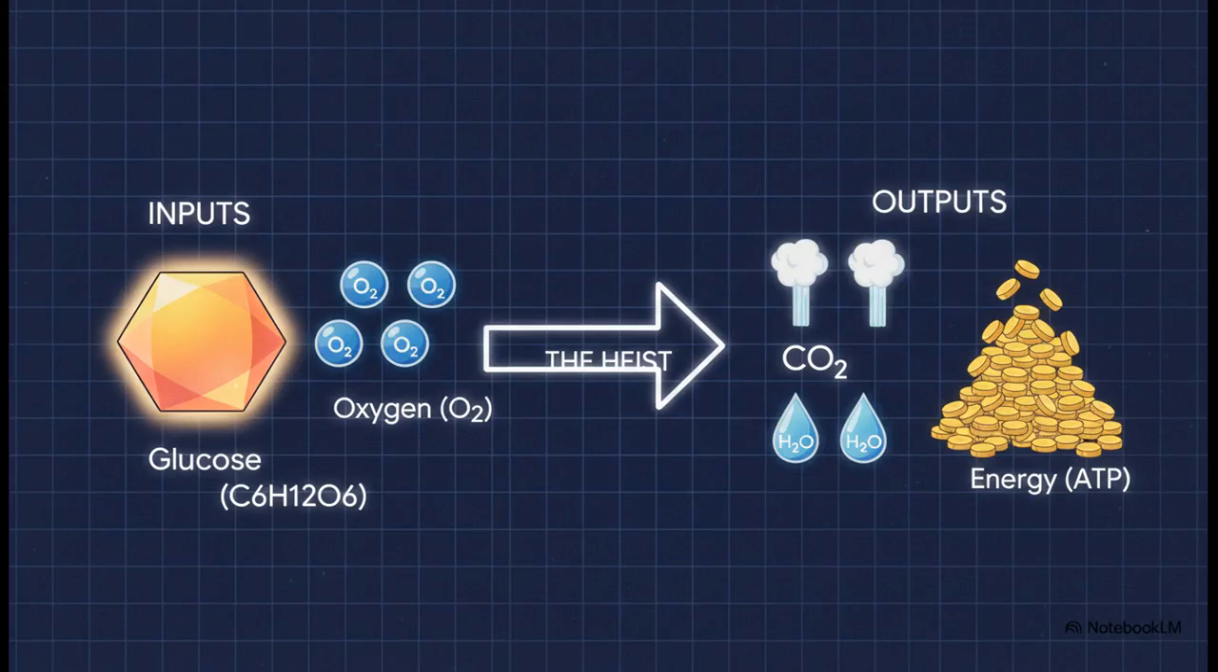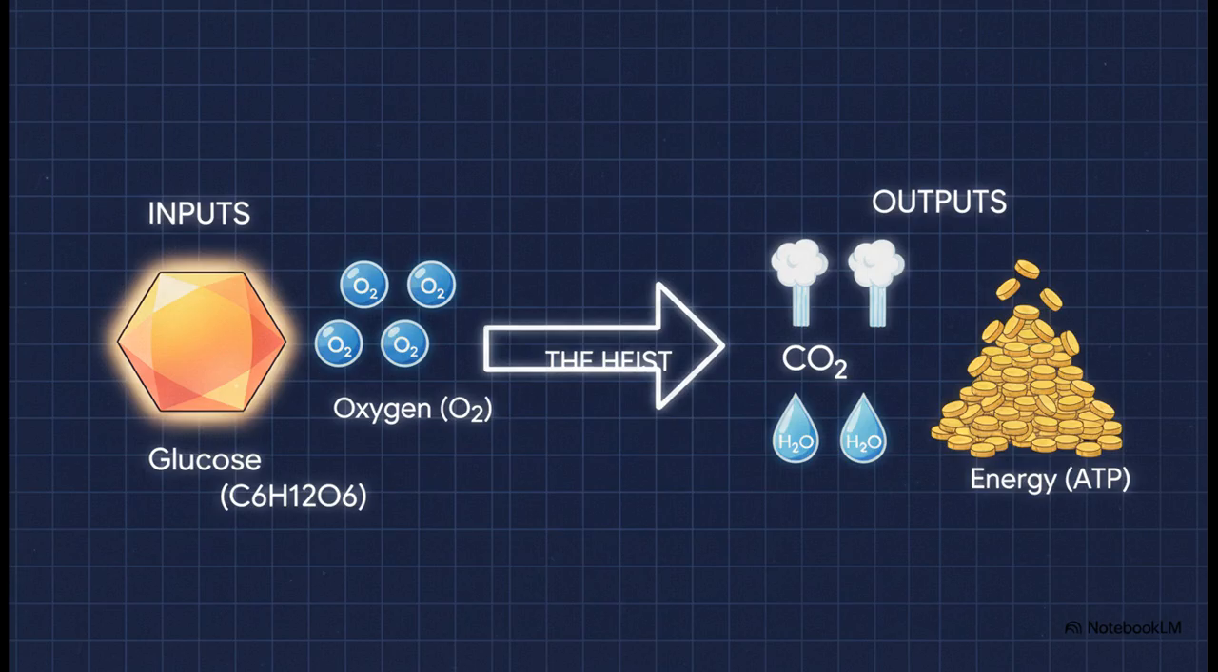Okay, so every good heist needs a blueprint, right? Well, this is ours. This is the master plan, the overall chemical reaction for what we call cellular respiration. It looks complicated, but it's simple. We take one glucose molecule, mix it with 6 oxygen molecules, and through a bunch of really clever steps, we release a ton of energy as ATP. The only evidence left behind? A little carbon dioxide and water.